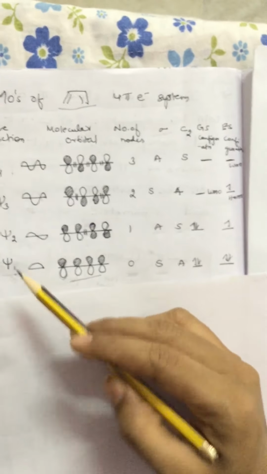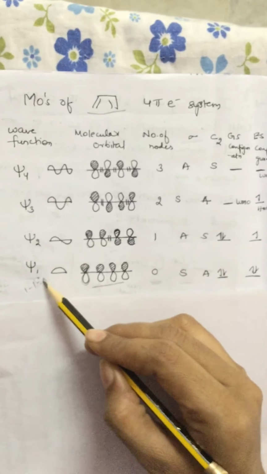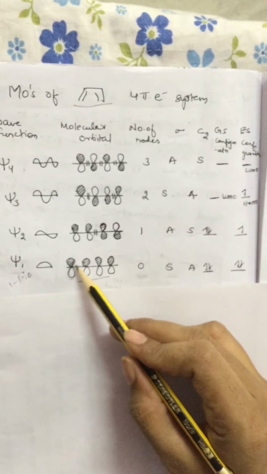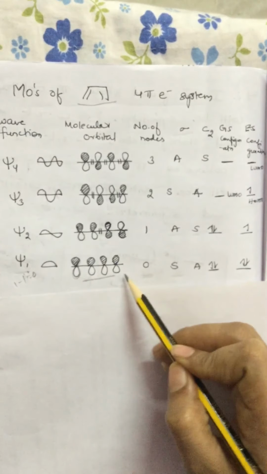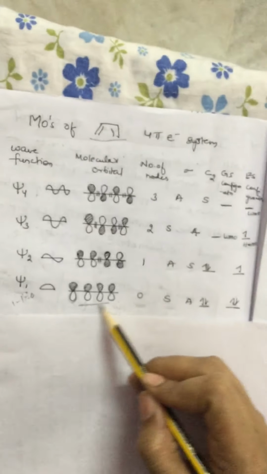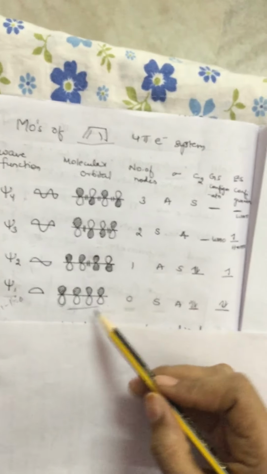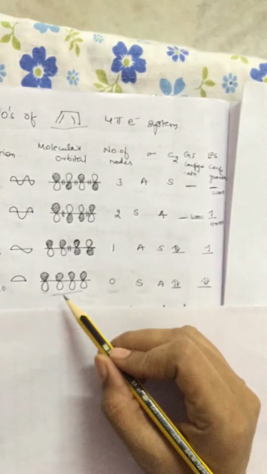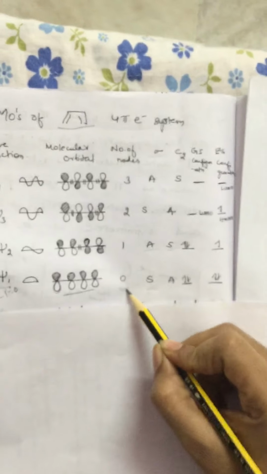Here psi1, that means 1 minus 1 is equal to 0. So 0 nodes. That means on top all the lobes are shaded and on bottom the lobes will be unshaded, right? That means you have 0 nodes. This arrangement will give you 0 nodes. So you have to draw it in this way. Now the number of nodes is 0.